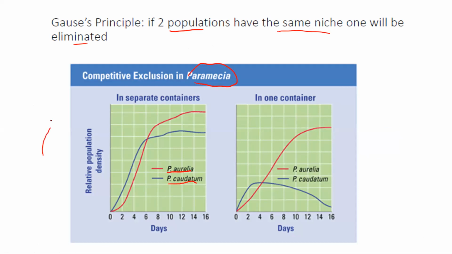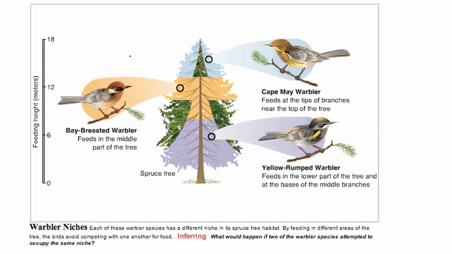If you remember, paramecia are those single-celled organisms, jack of all trades, found in pond water. They kind of look like that. Contractile vacuole, whatever. Okay, so in separate containers, no problem. But look at what happens if we mix them together. Aurelia has outcompeted caudatum. It was better at getting the food, or maybe it was more aggressive. So if two populations have the same niche, one will be eliminated. Well, this leads to specialization.